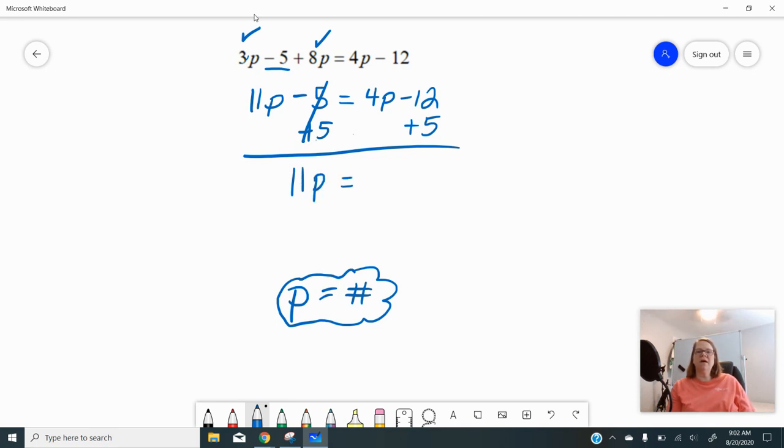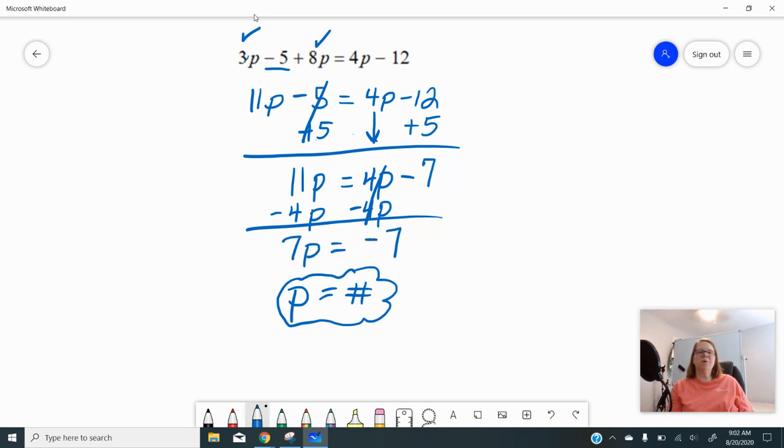Over here, I've got 4P that I'm just going to bring down. -12 plus 5 is -7. So now I'm a little closer to the target. I've got the P term over here, equals, and then there's another P term, and there's only supposed to be a number. So I'm going to do -4P on both sides since it's a positive 4P. 4 minus 4 is 0, so that's gone. That leaves just a -7. 11 minus 4 is 7P.